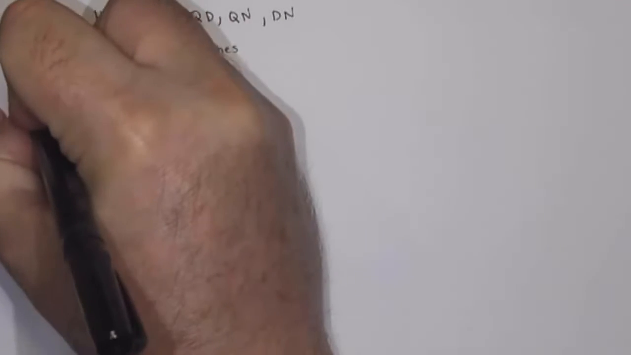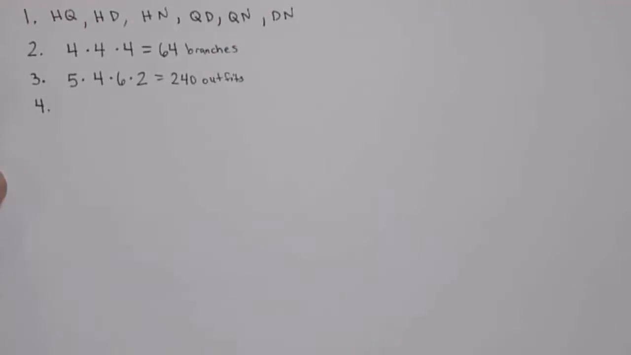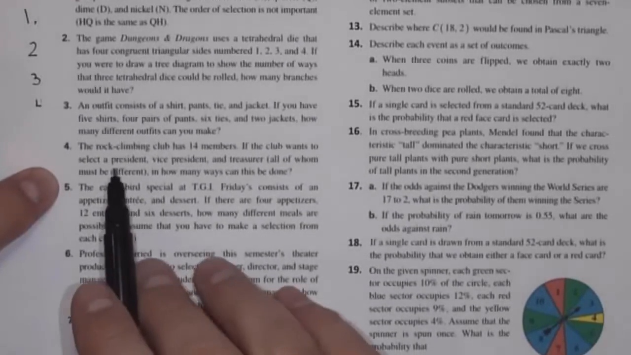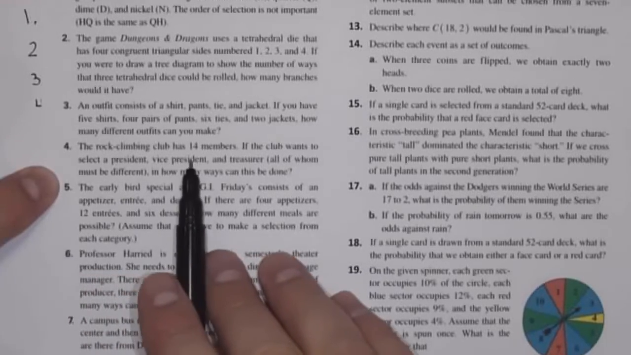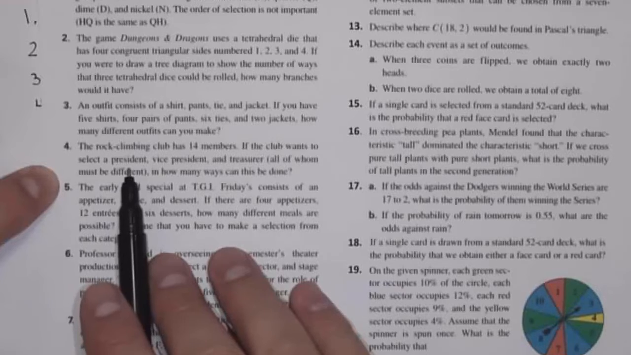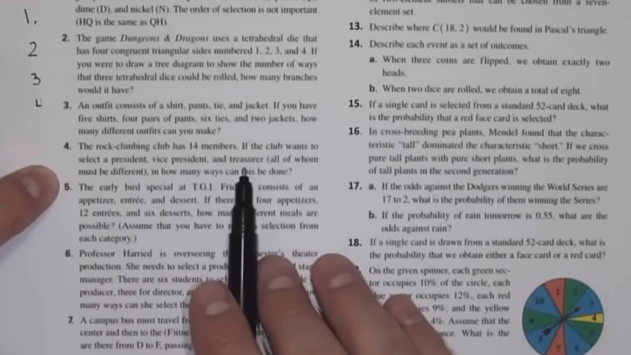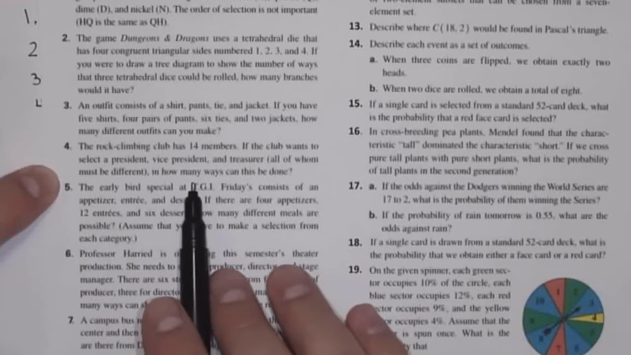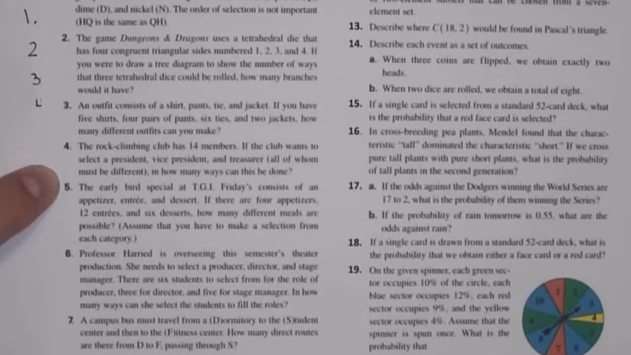Let's take a look at number 4. The Rock Climbing Club has 14 members. If the club wants to select a president, vice president, and treasurer, all of whom must be different, in how many ways can this be done?